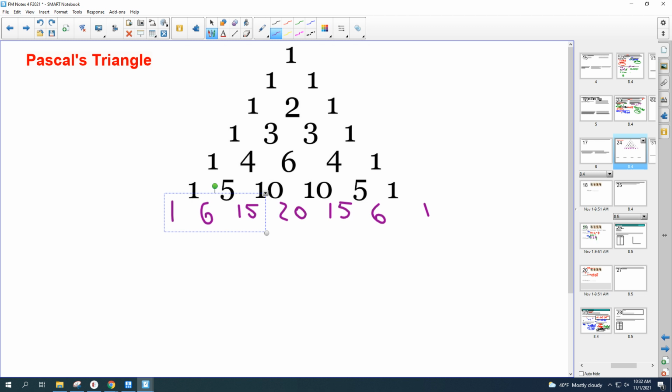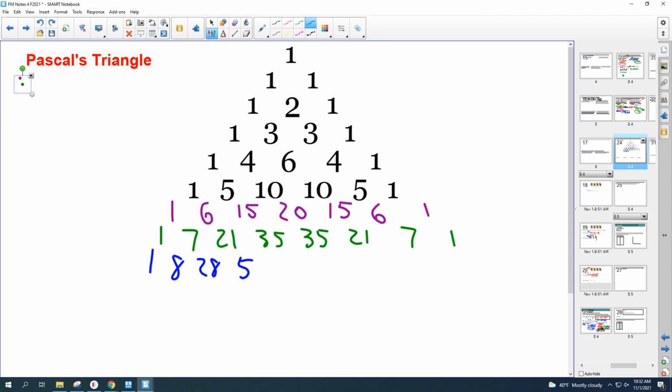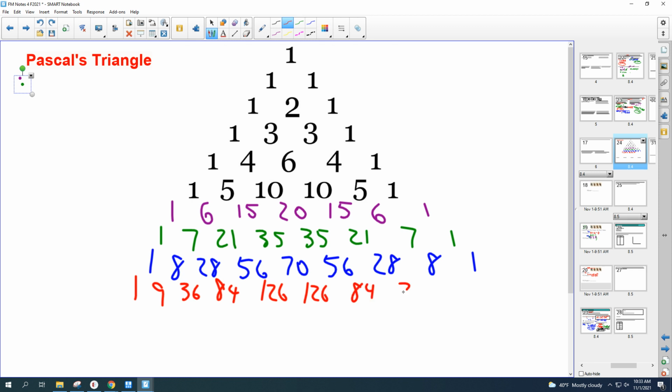All right, so we can do as many levels as we want. 1, 7, 21, 35, 35, 21, 7, 1. 1, 8, 28, 56, 70, 56, 28, 8, 1. Fine, one more. 1, 9, 36, 84, 126, 126, 84, 36, 9, 1.